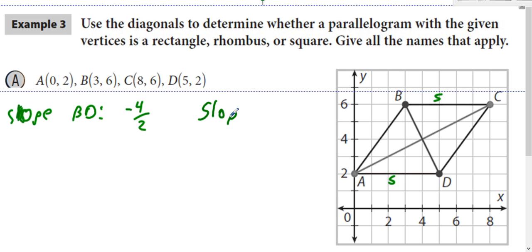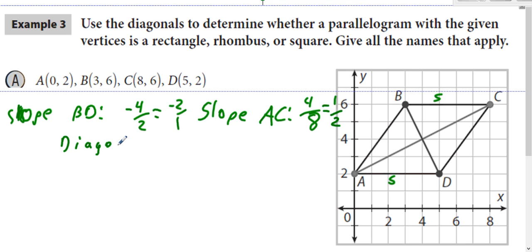And the slope of AC. Up 4 over 8. So that reduces to negative 2 over 1. This reduces to positive 1 over 2. We have a positive and a negative, and they are reciprocals, so they are perpendicular. So the diagonals are perpendicular, so it's a rhombus for sure.